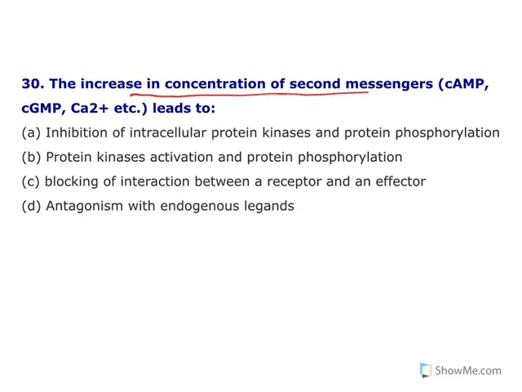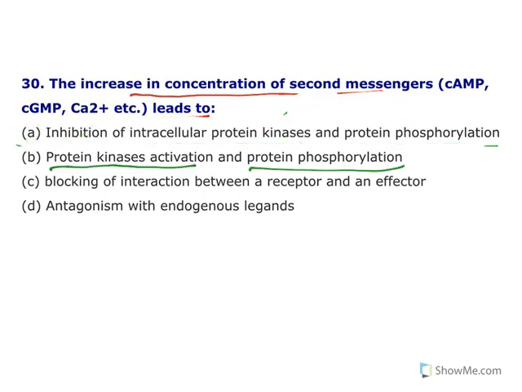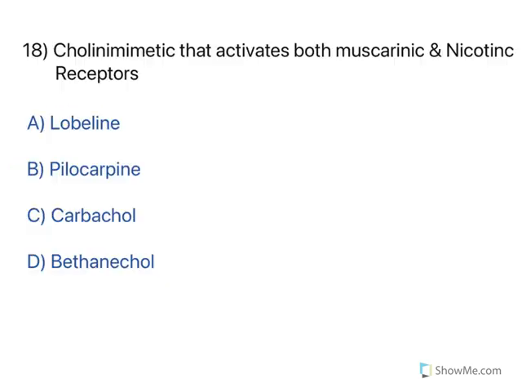See, when second messenger concentrations are increased, they increase intracellular protein kinases and cause protein phosphorylation. Kinase is an enzyme which attaches a phosphate group and that results in phosphorylation. So the answer is, I'm sorry, this is inhibition. No, protein kinase activation and protein phosphorylation. See, you need to be careful with choosing these answers. So the option is protein kinase activation and protein phosphorylation, not inhibition. If it is activation, that is true, but the option is this one, option B. Moving to the next one.